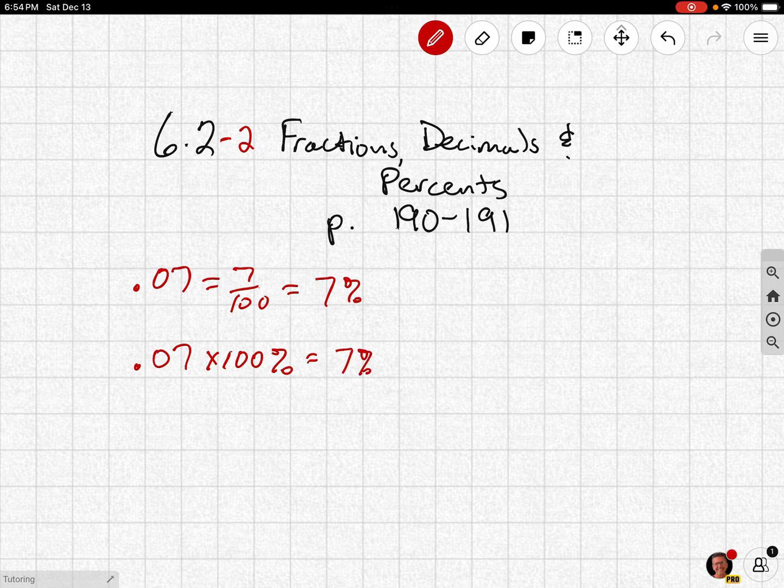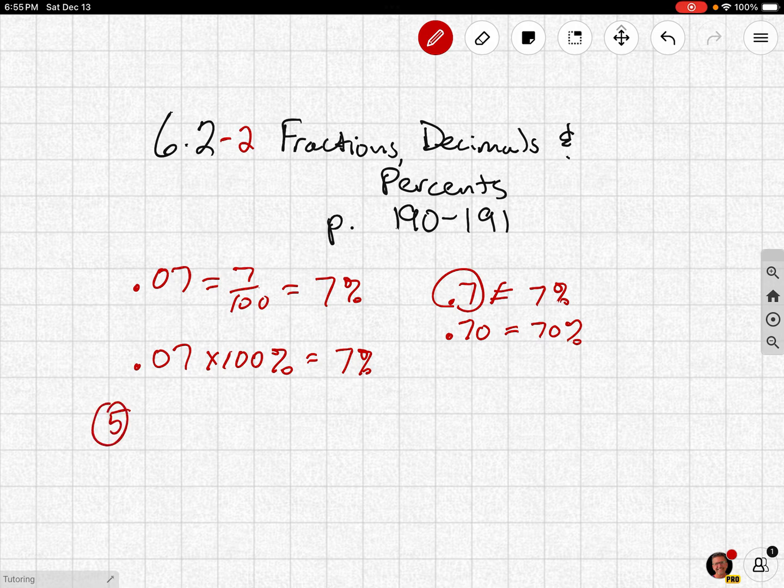All right, be careful, because 0.7 is not equal to 7%. 0.7 is the same thing as 0.70, which is equal to 70%, because this is 7/10ths, not 7/100ths. All right, that seems pretty easy. Why don't you try number 5? Pause the video, do number 5, and then come back and see if you got it right.